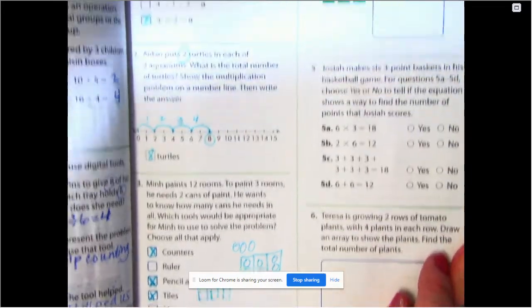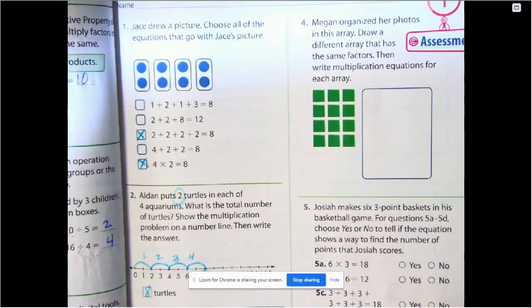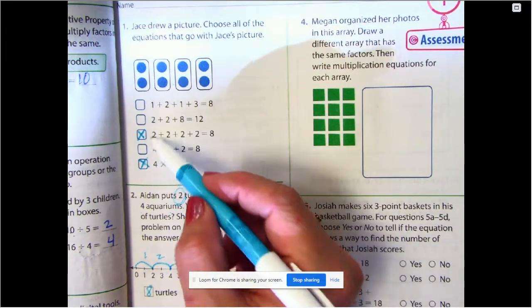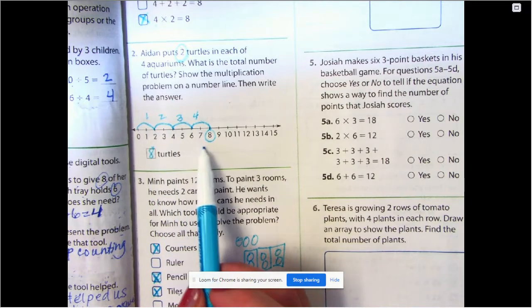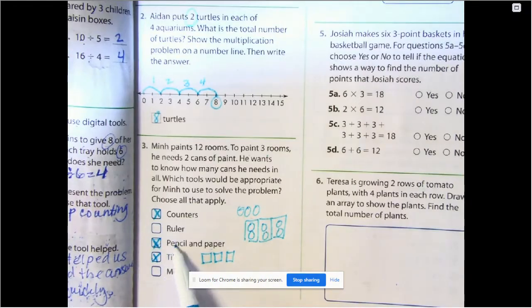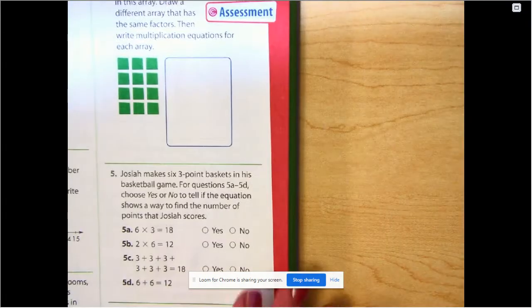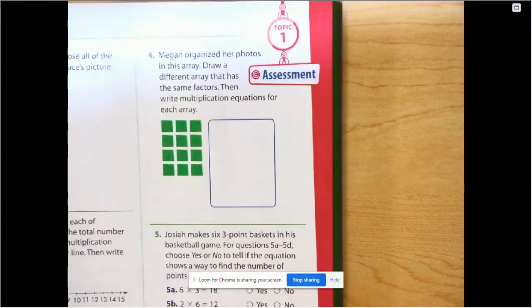All right. So number 1, we have these 2 choices answered. Number 2, we skip counted by 2s up to 8. And number 3, we chose counters, pencils, and paper and tiles. We're going to go over to number 4 now.